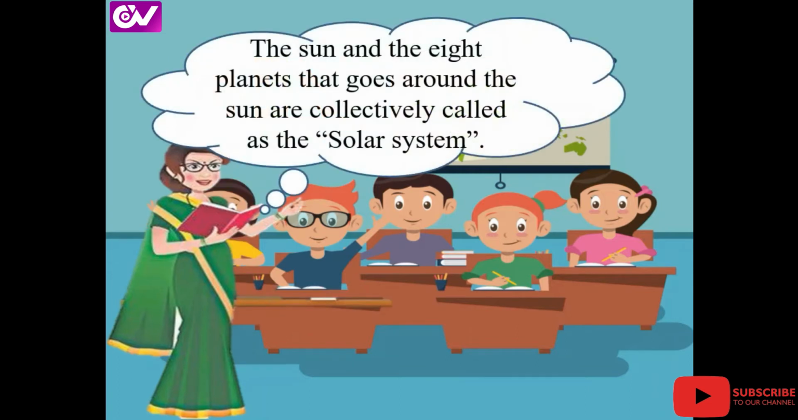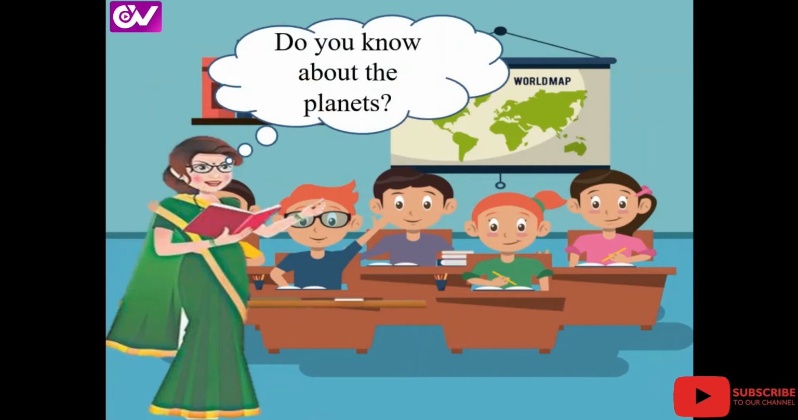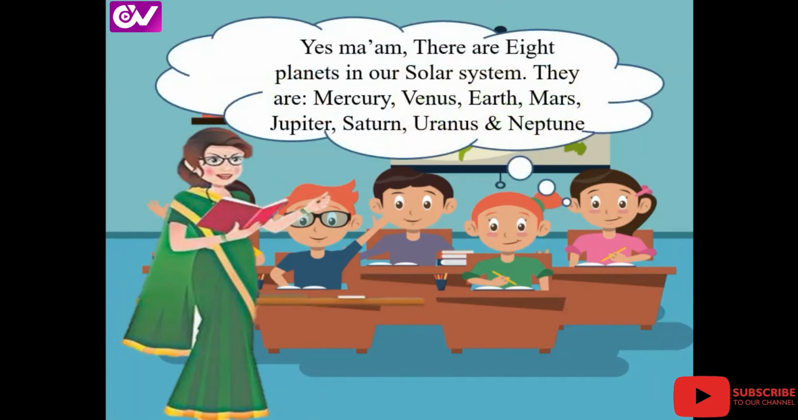The sun and the 8 planets that go around the sun are collectively called the solar system. Children, in our solar system, there are 8 planets. Do you know about the planets? Yes, ma'am. There are 8 planets in our solar system. They are Mercury, Venus, Earth, Mars, Jupiter, Saturn, Uranus and Neptune.